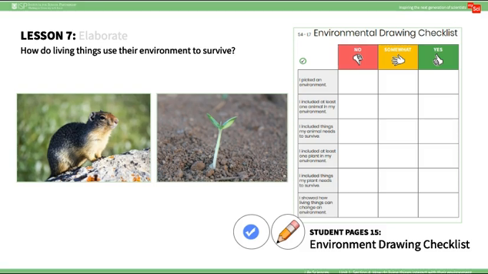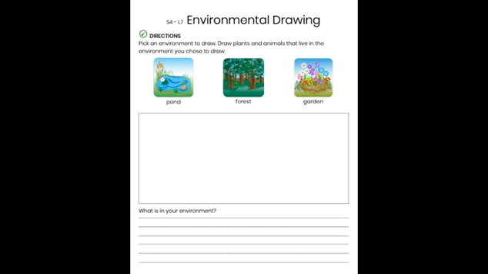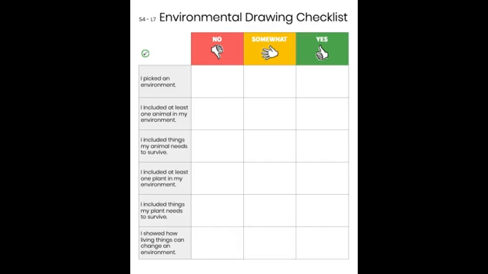In the Elaborate portion of the lesson, review with students how plants and animals change the environment they live in. Give students time to add anything to their drawing that may show how their animal changes the environment. Using this rubric in their student journal, guide students in self-assessing their drawings.